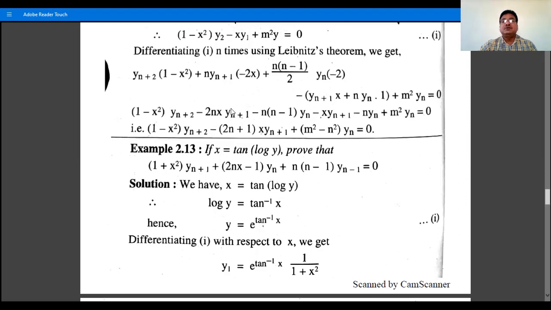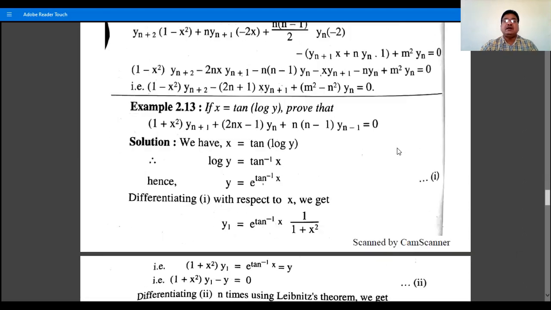Okay, so what we have, terms of yn, and this minus n, so plus n and minus n get cancelled, so we have m square minus n square as the coefficient of yn. Okay, so these three terms, yn and yn, take yn common, we have this (m square minus n square) yn. That is what I have to show.